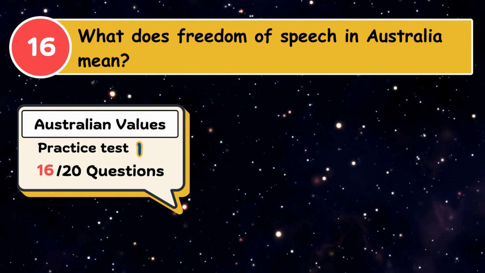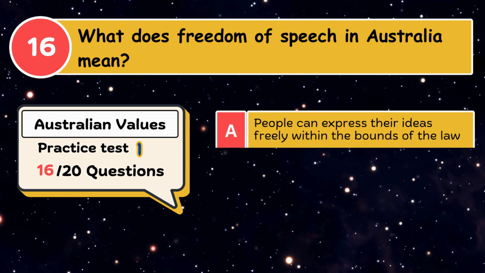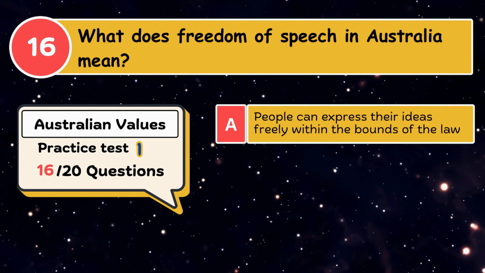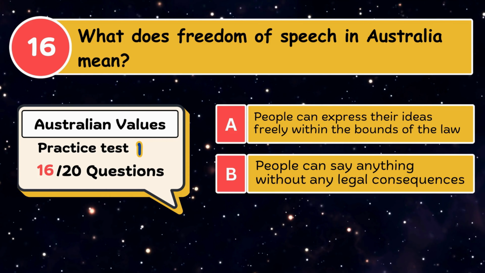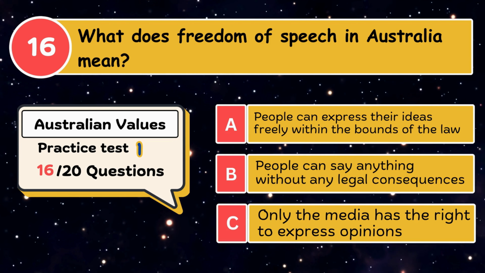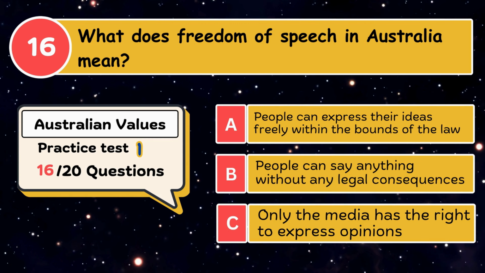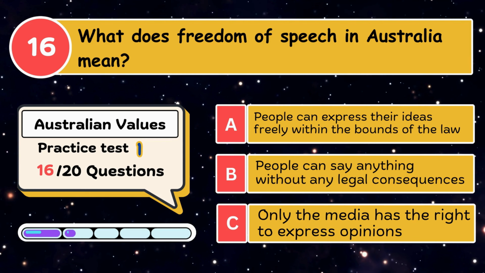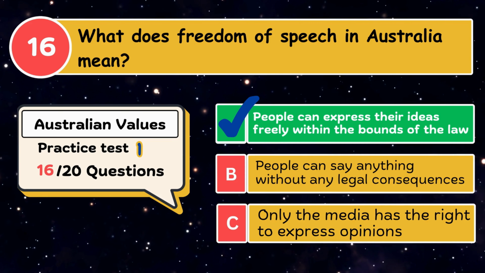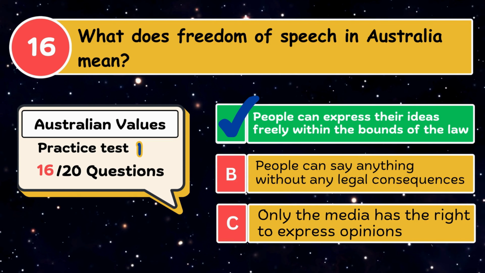What does freedom of speech in Australia mean? A. People can express their ideas freely within the bounds of the law. B. People can say anything without any legal consequences. C. Only the media has the right to express opinions. The correct answer is people can express their ideas freely within the bounds of the law.